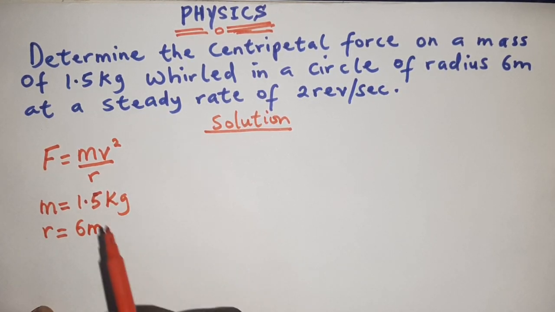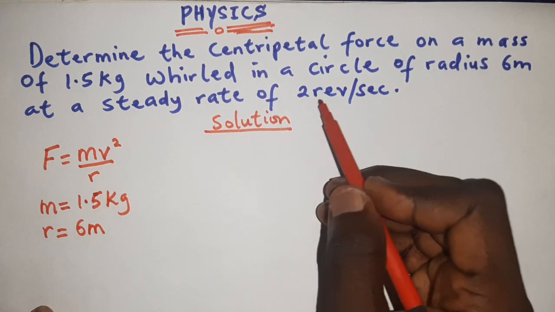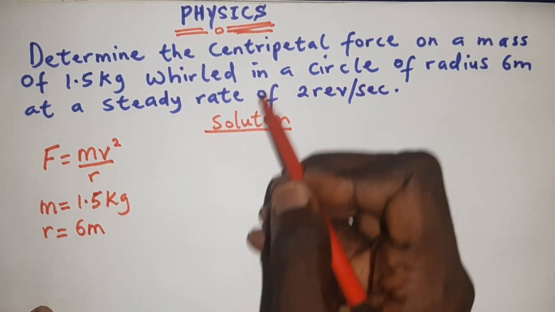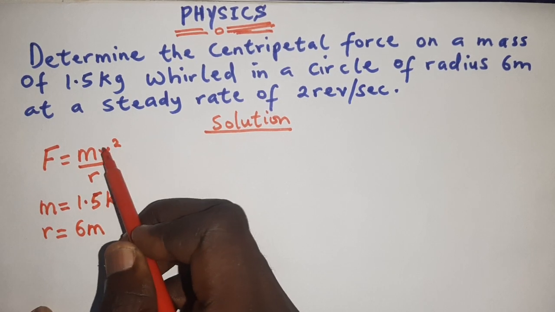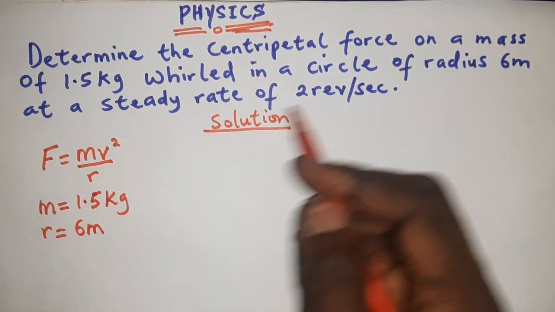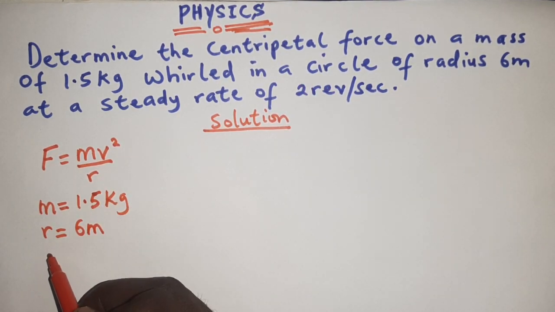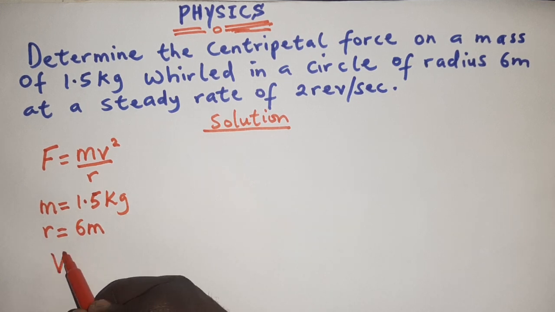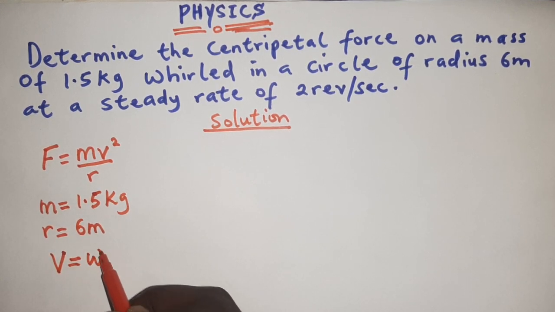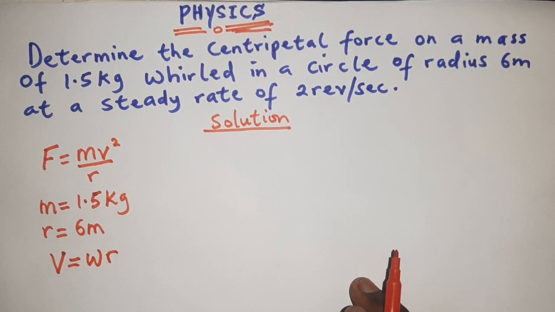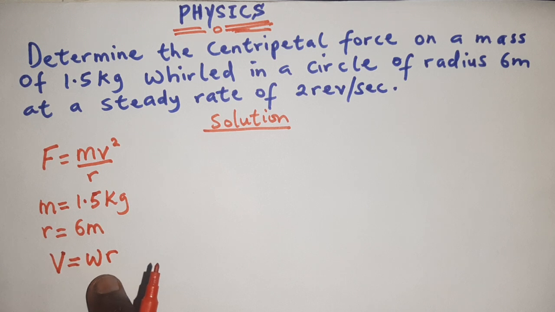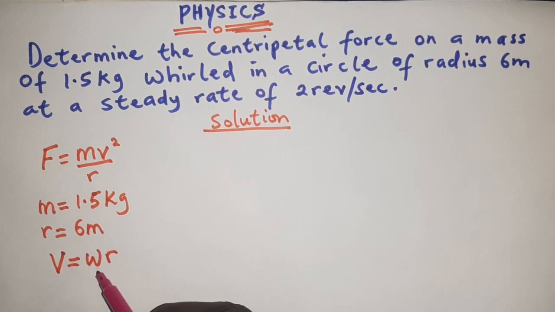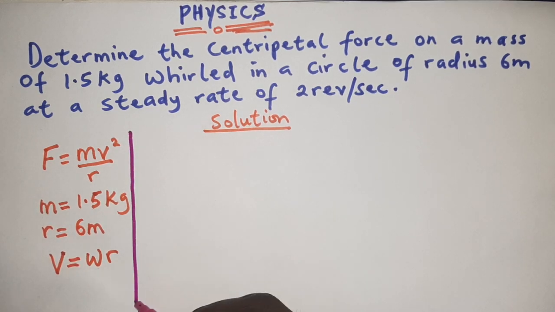So the question is, what is our velocity? Because it's moving at this rate. This value is not the linear velocity or the tangential velocity that we have in this formula here. So what we can do is, we know that our v is equal to the angular velocity times the radius. So since v equals angular velocity times the radius, the next question will be, what is the angular velocity?